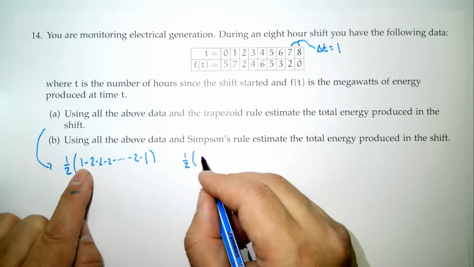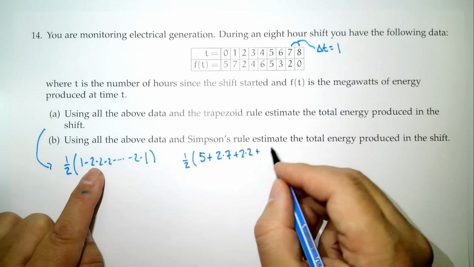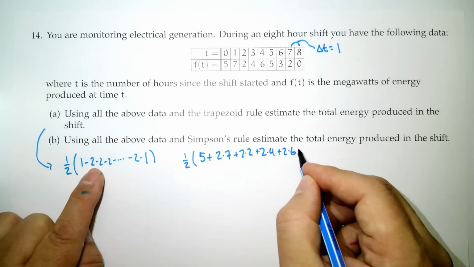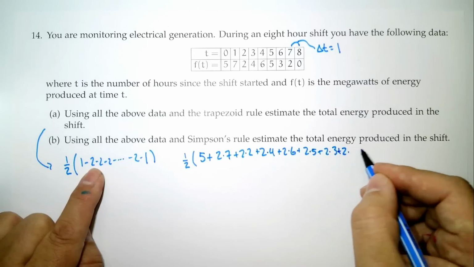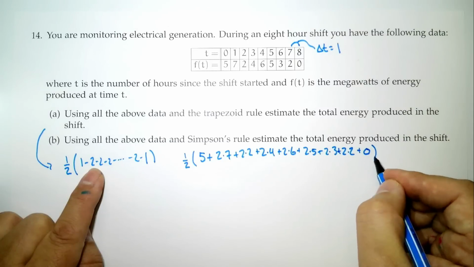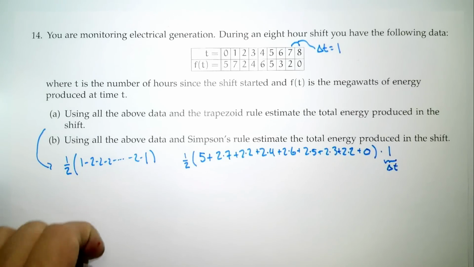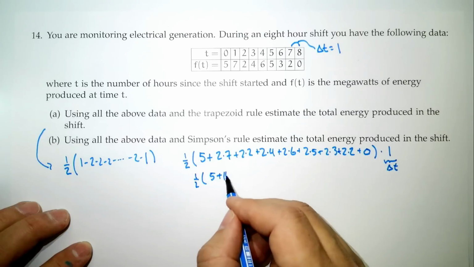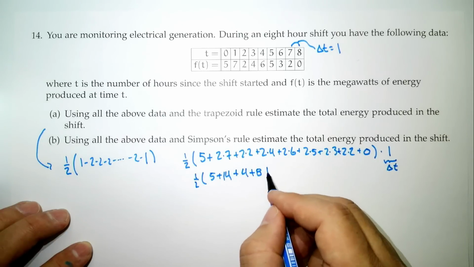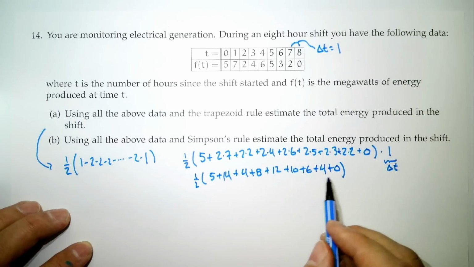So we scale the first value by 1, so that's 5, plus the next value by 2, next by 2, and all the rest by 2, until we get to the very last one, and that one just gets scaled by 1, and all this is times by 1 on the end. So this is our delta t. And that's actually the answer, but of course, we can clean this up a little bit. So it's 1/2, 5 plus 14, plus 4, plus 8, plus 12, plus 10, plus 6, plus 4, plus 0.